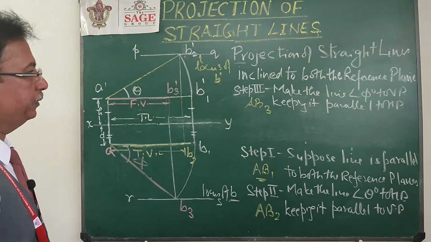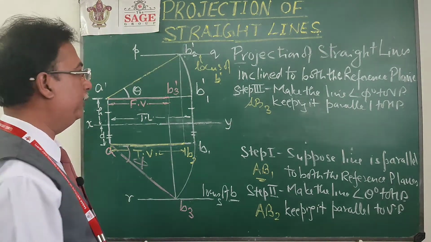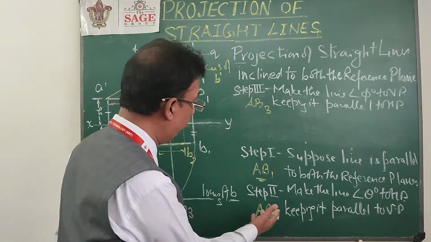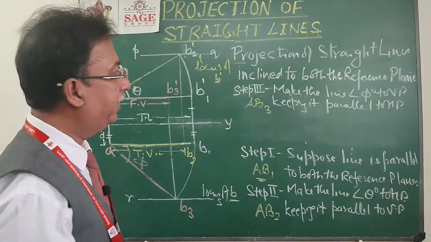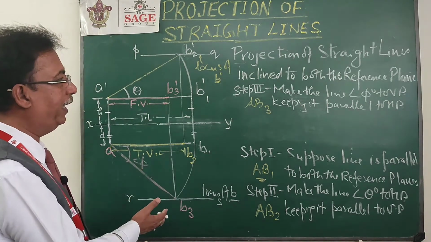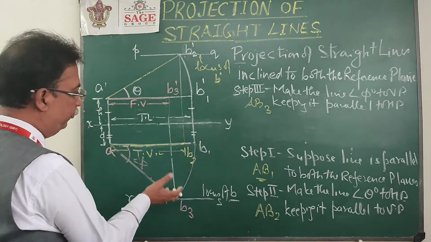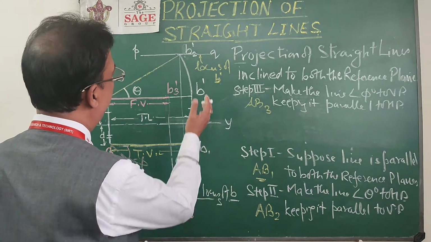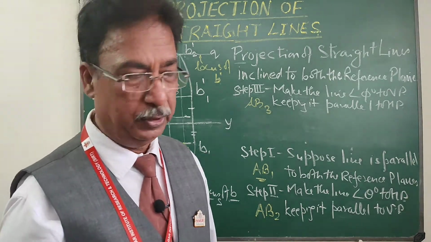So now look at the solution. Initially we have a line whose true length will be given to me. We made that line inclined to HP, keeping it parallel to VP. We got the top view, we got the locus of B dash. Now in the third step I have made that line inclined to VP by some angle phi, keeping it parallel to HP. Now we got the front view and the locus of B. Now already we have the locus of B dash, front view length, top view length. Now what do I have to do?